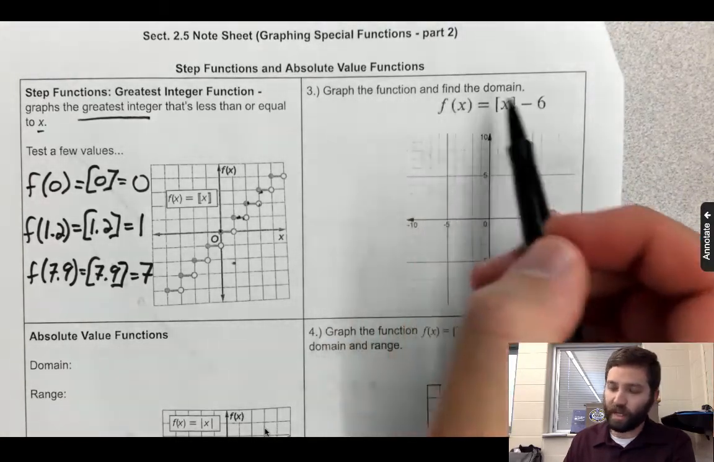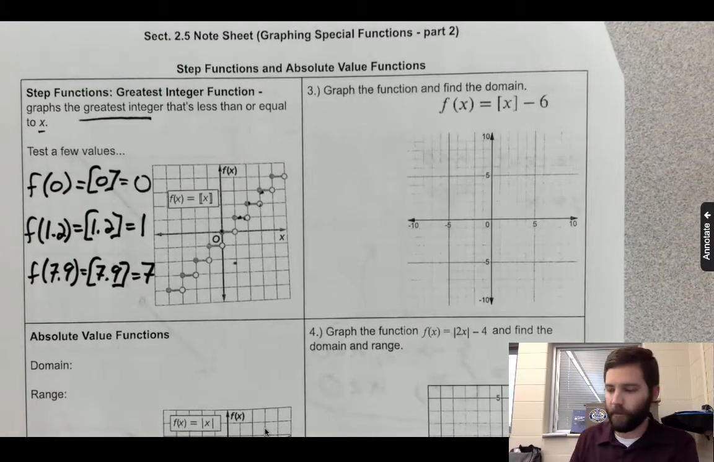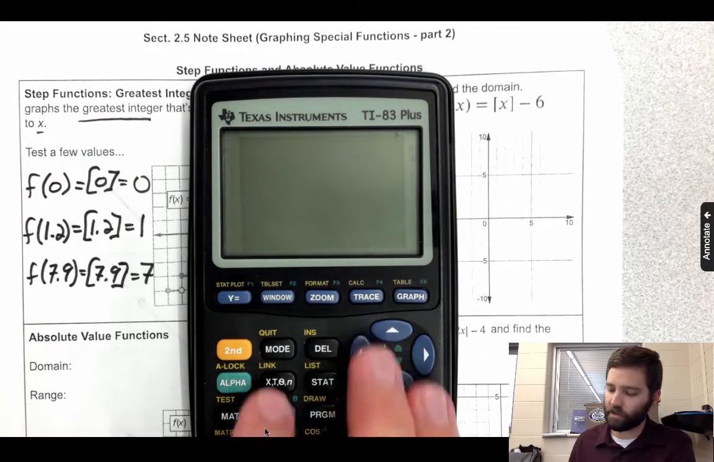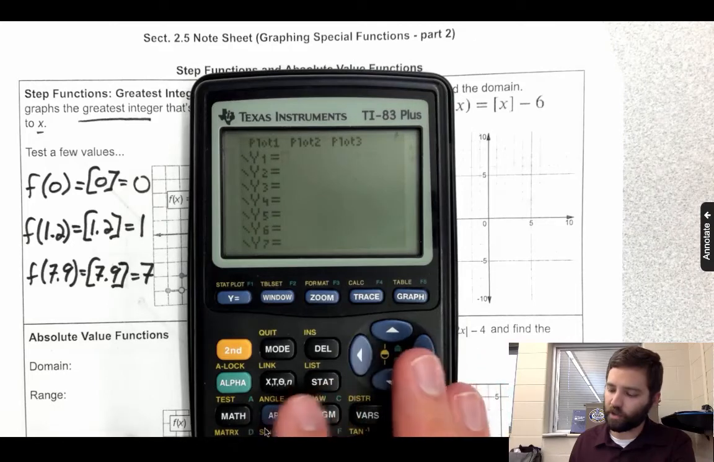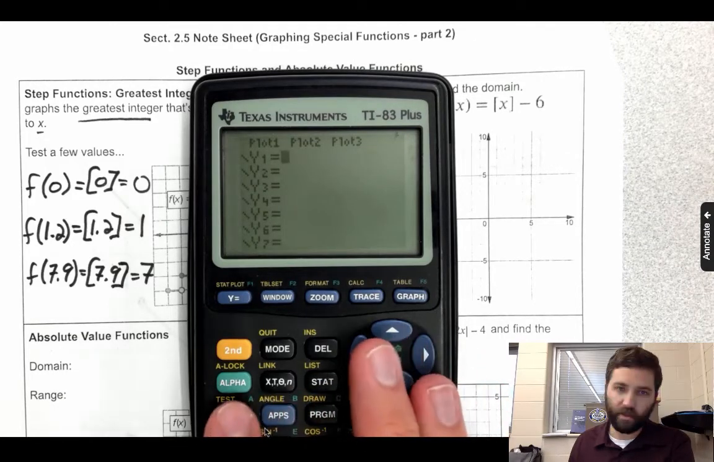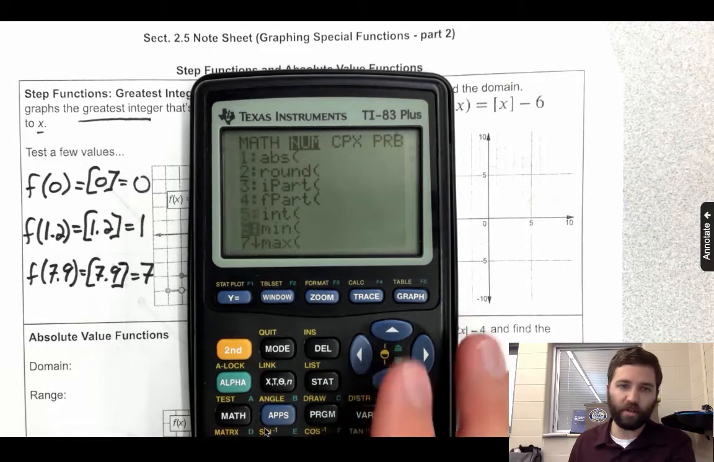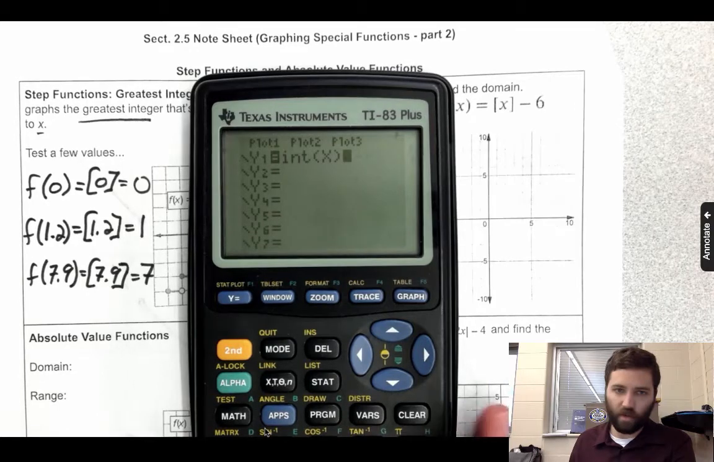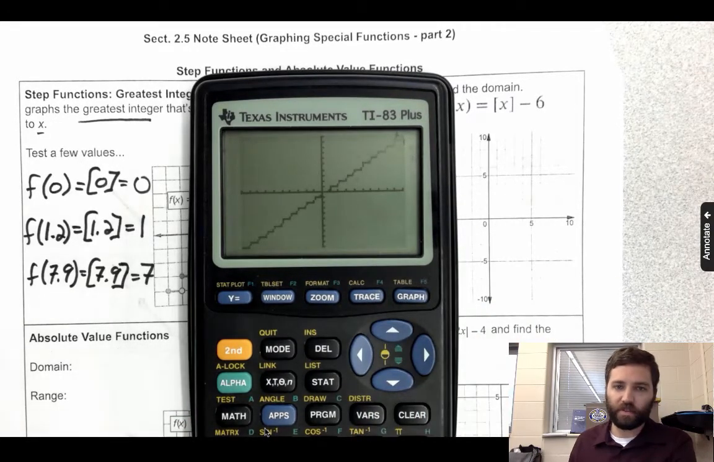So we want to graph the function and find the domain. Now, the one problem that I have with the TI-83 Plus, 84s, or whatever, I think the newer calculators are a little bit better with this, but I'll show you what my problem is in a second. If I hit math, and then go over to number, and then down to int, that's how I'm going to graph the greatest integer function. I'm going to put an x in there. So int of x, greatest integer function of x. So hit graph. This is the problem.